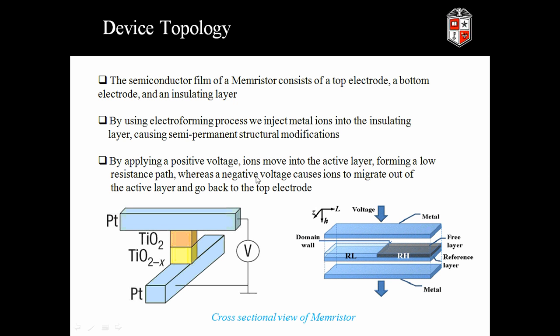So by applying a positive voltage, ions move into the active layer. That means forming a low resistance path. Whereas applying a negative voltage causes ions to migrate out of the active layer. That means causing the resistance of the system to increase.